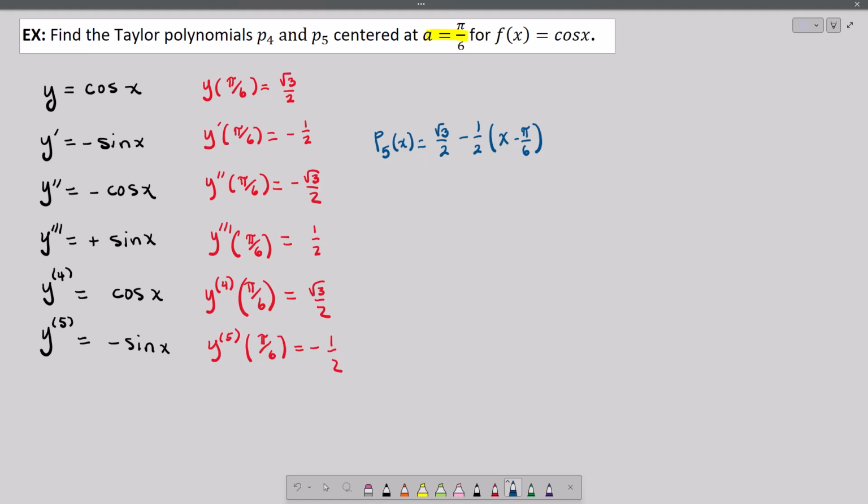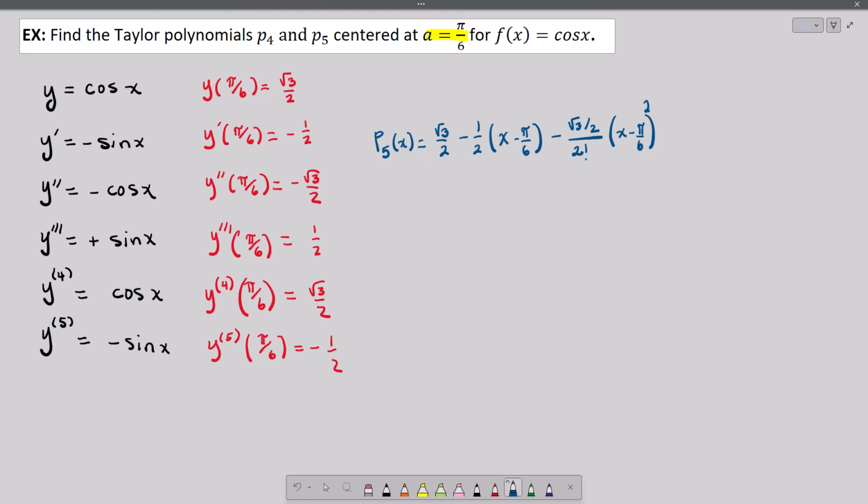Now to get to p sub 2, we go next constant. And here is where we have to be a little bit careful. I'm going to jam it in the numerator because we're going to have to divide by a 2 factorial. And we're going to have x minus pi over 6 raised to the 2 power.